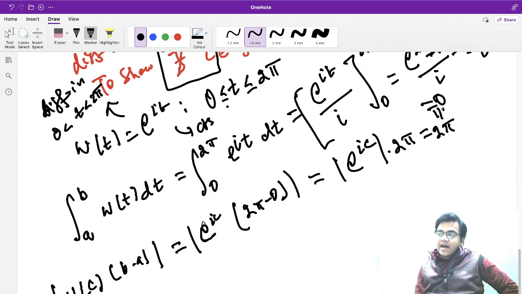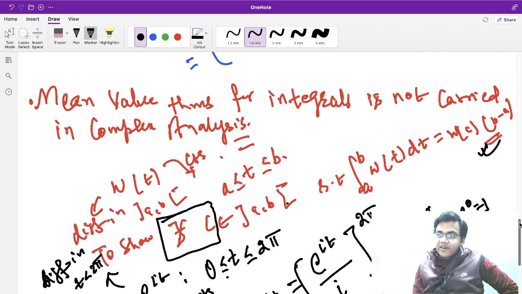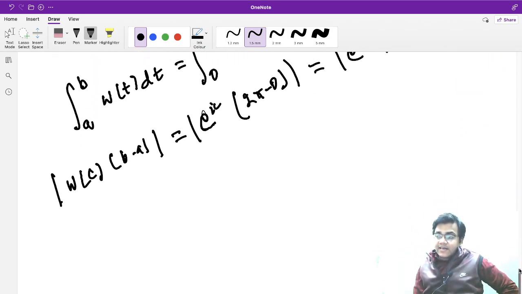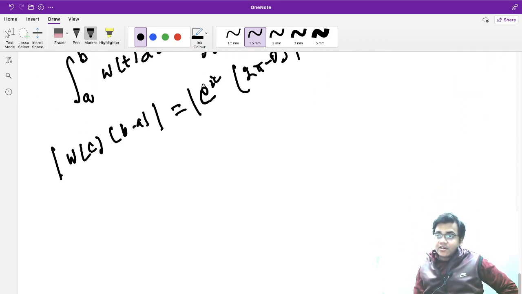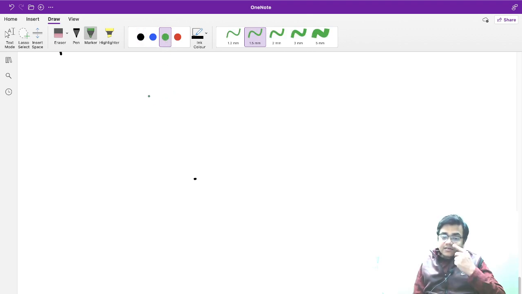In the LHS you get 0. LHS and RHS are not equal, and it is enough to show that the mean value theorem is not going to be carried out in complex integration. I mean to say, the mean value theorem is well and good for calculus and real analysis, but not good for complex analysis.